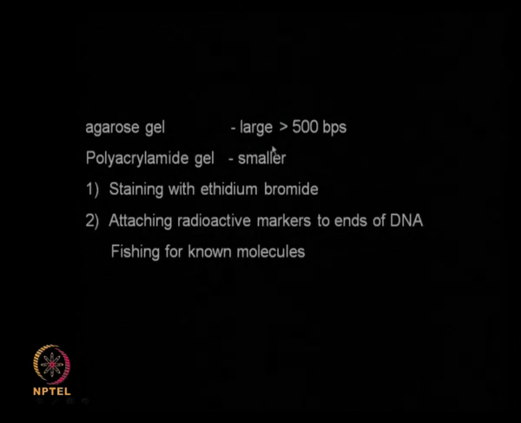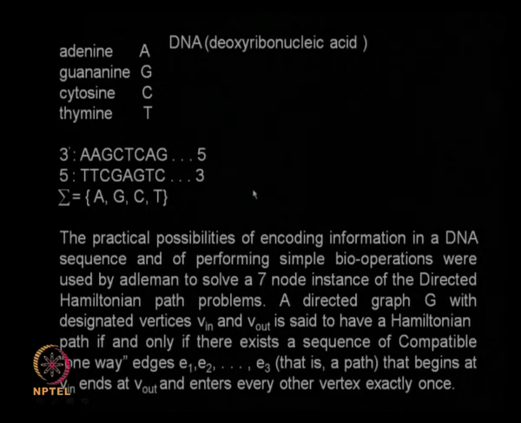For the smaller ones you use polyacrylamide gel, and for the larger ones you use agarose gel. And how do you note it? You can stain with some fluorescent object and then detect where they are. Anyway, those are details of biochemistry, and we will not go into that. We will more look into the algorithmic part of it.